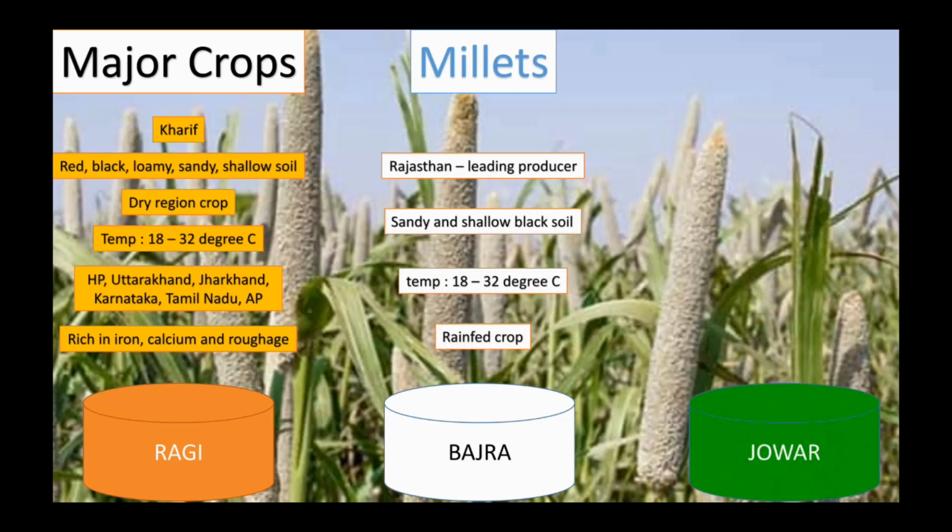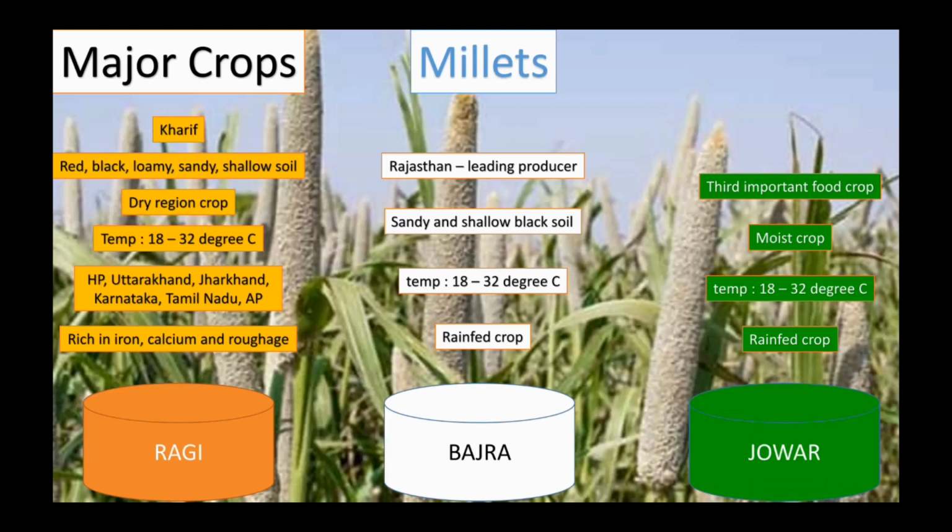Next is the jowar. It grows well in rain-fed areas and requires temperature from 18 degrees Celsius to 32 degrees Celsius. It is a moist crop, so no need for irrigation. Dear students, this is the third important food crop next to rice and wheat. Maharashtra is the largest producer, followed by Karnataka, Andhra Pradesh, Telangana and MP.